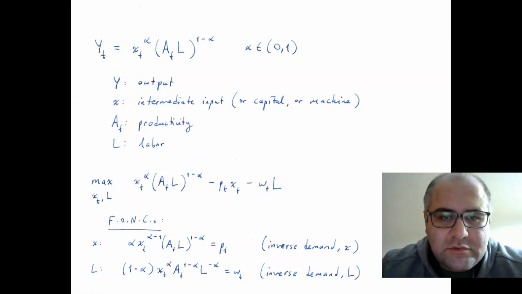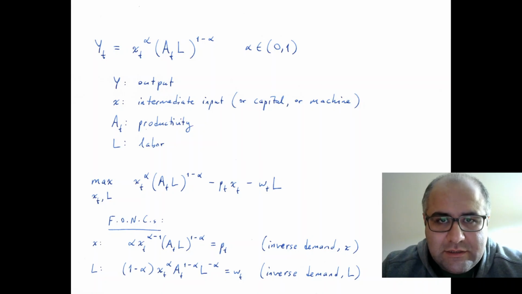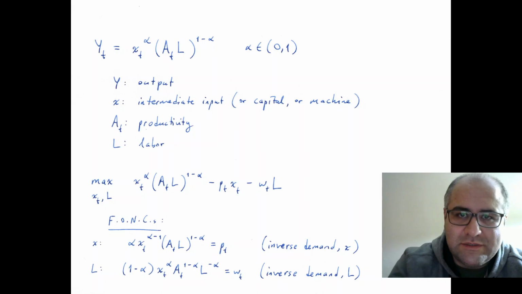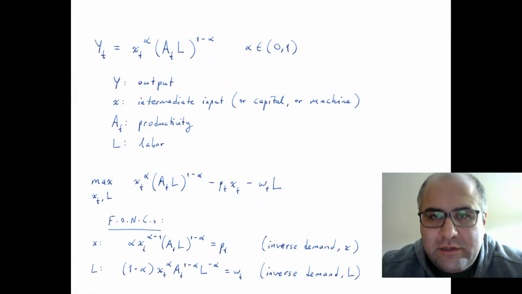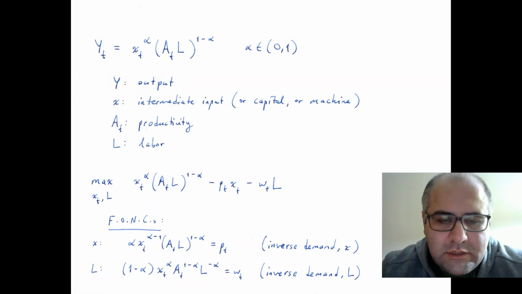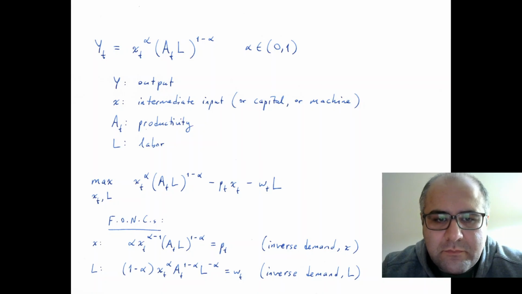So Y is output, which is typical. X is the intermediate input, or capital, or machine, whatever you call it. AT is the productivity level associated with that version of the machine, which is used in period T. And L is the labor endowment, or labor demand if you want to be more specific.